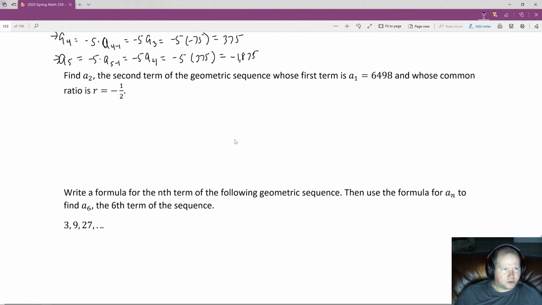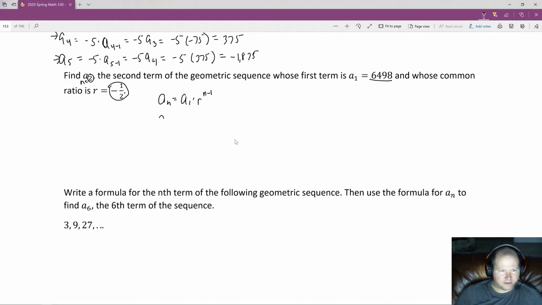Okay, so the next one says find the second term of the geometric sequence whose first term, a1, is equal to 6,498, and whose common ratio r is equal to negative 1/2. Okay, so let's try to use the general one. So an is equal to a1 times r to the n minus 1. So in our situation right here, we have our a1 and we have our r. So we just plug it in. Oh, and n is 2, because we're looking for the second one. So we have an n of 2.